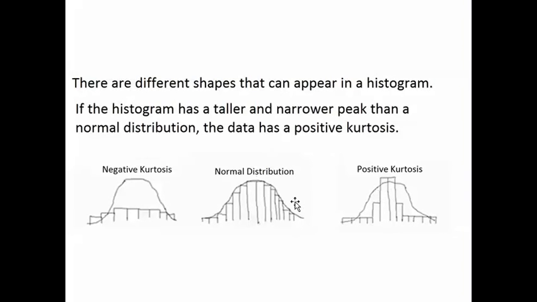You can imagine if this normal distribution was made out of Play-Doh and I pushed down on the top and flattened it out, I would get a negative kurtosis. If I pushed in toward the sides and I made the Play-Doh go up taller and narrower, it would become a positive kurtosis.